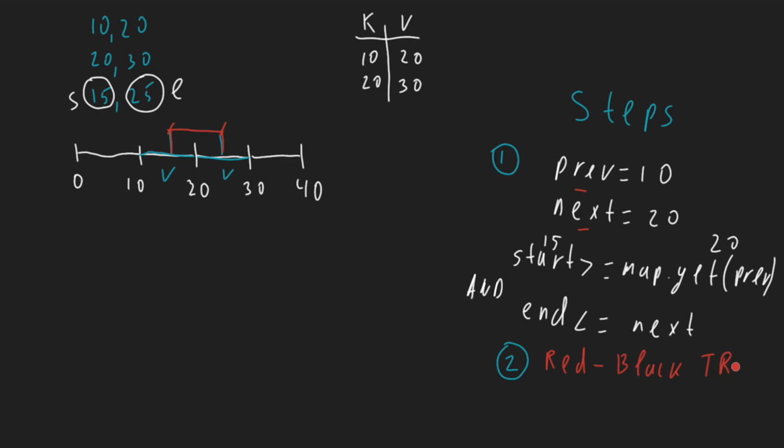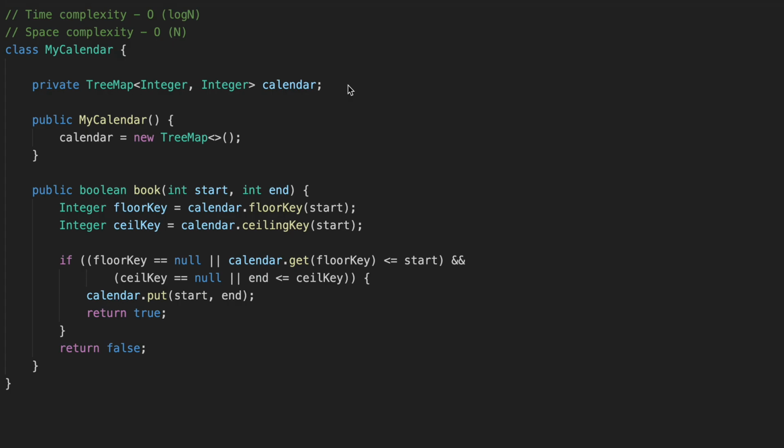A red black tree is a self-balancing binary search tree, and in this case the time complexity would be log of n, where n is the number of events that are already in the calendar. We are going to implement that in Java, and in Java the implementation of the red black tree is TreeMap. So we are going to use a red black tree to store our events in our calendar, and the implementation of the red black tree in Java is a TreeMap.